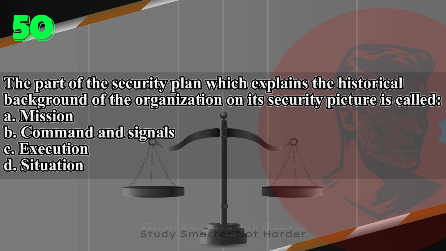50. The part of the security plan which explains the historical background of the organization on its security picture is called A. Mission, B. Command and signals, C. Execution, D. Situation.